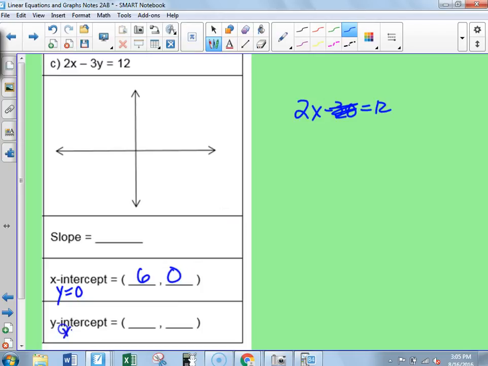If I let x be 0, I'd have 2 times 0 minus 3y equals 12. 2 times 0 is 0. Divide y by -3 and I get -4 where the x is 0. Could I graph using that method? Yep. Over 6 on the x, down -4 on the y.